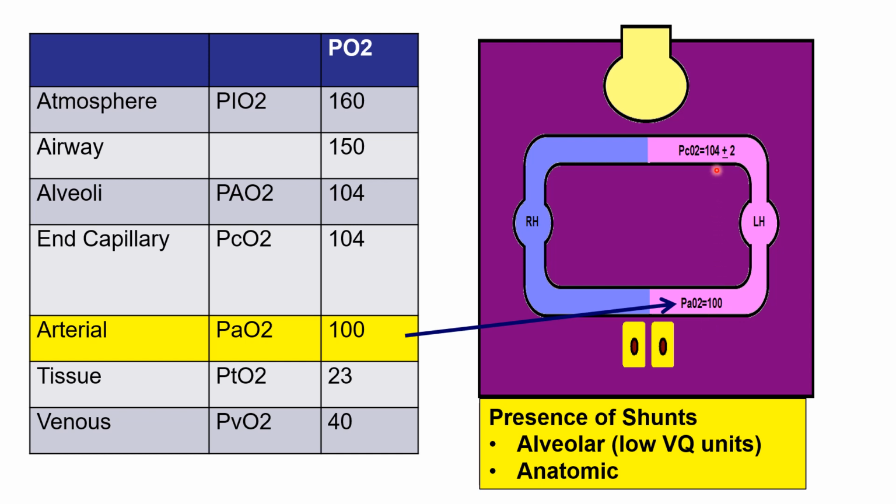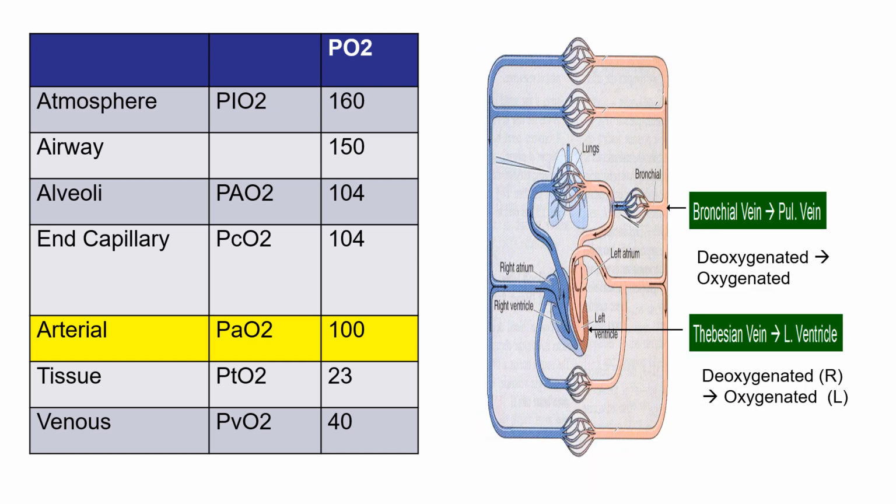Now, what is the cause of the decrease from 104 to 100? Primarily, it's due to the presence of shunts. And the two types of shunts could either be alveolar shunts, these are the respiratory units with a low VQ relationship, or the anatomic shunts. This is an example of your two anatomic shunts.